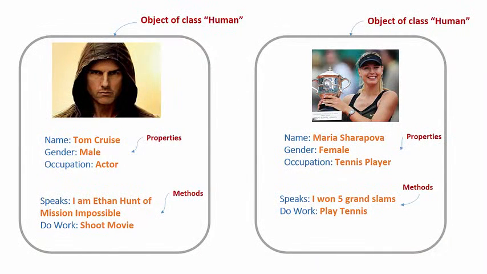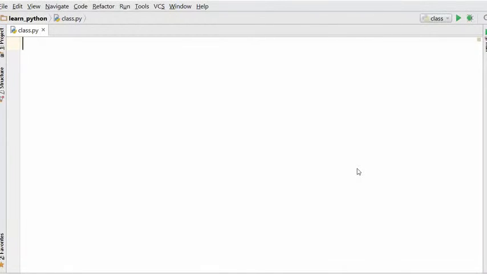Their properties are common. For example, Tom Cruise has a name, Maria Sharapova has a name. But when you look at the actual value, which is the real name, they are different. For example, Tom Cruise's name is Tom Cruise, and in the second case, it is Maria Sharapova. So these names are different, but the properties are common. Okay, now as we know some concepts, let's write a class in Python.